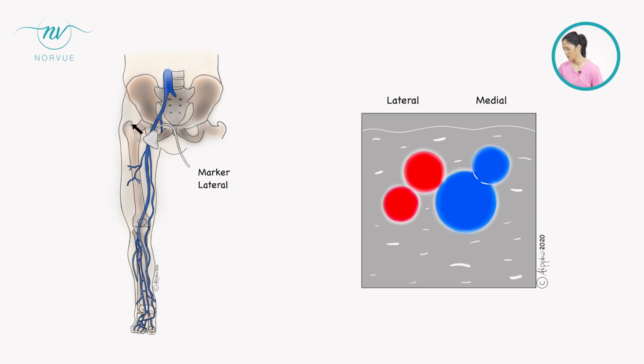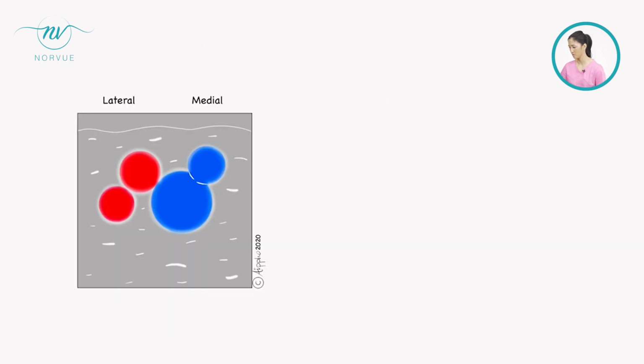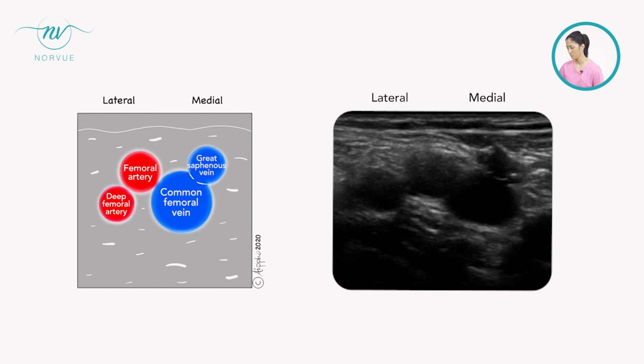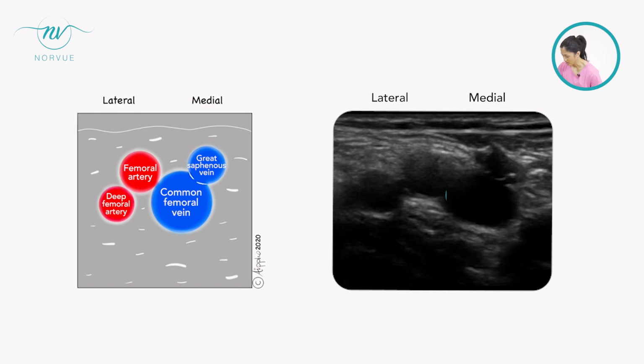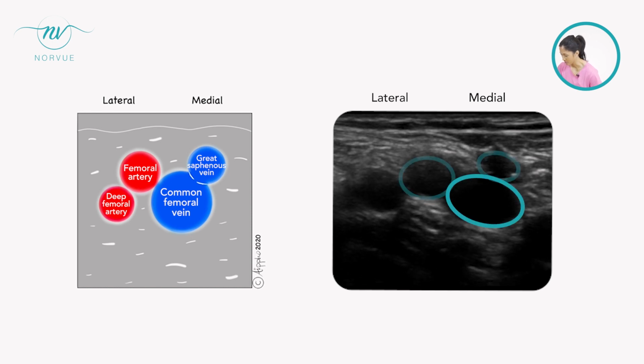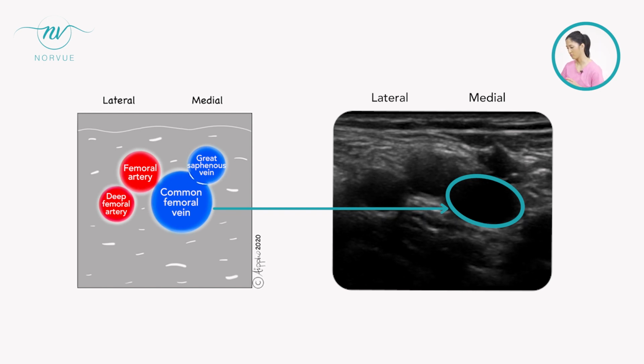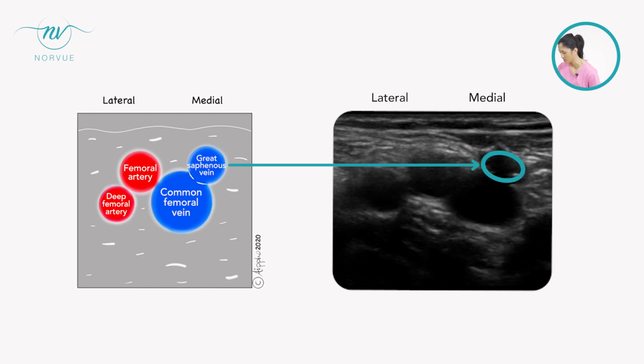So let's take a closer look at how it looks on the video. So here's a video of the Mickey Mouse sign. Here you see the big head and two ears. This big head here is the common femoral vein. And the first ear here, which is localized medially to the common femoral vein, is the great saphenous vein.